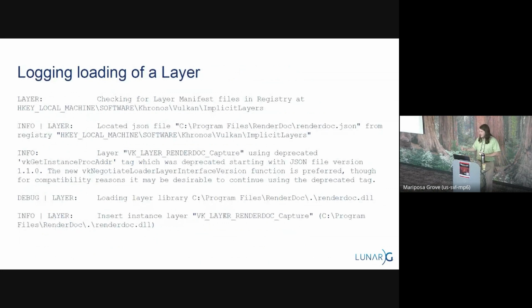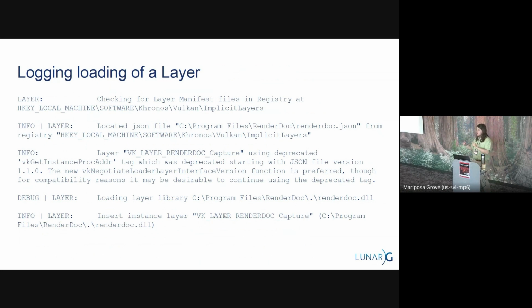So let's look at the log and see what it contains. First, I should note that this is a compressed log where I took out intervening messages so that I can show you the breadth of what the log contains. So this is the loader on Windows looking for RenderDoc. At the very top, we have looking in a registry. Say, hey, I'm looking for layer manifests. And the second line is, hey, I found a manifest. Oh, and this is the file. And it's from this registry. So we have program files, renderdoc.json.